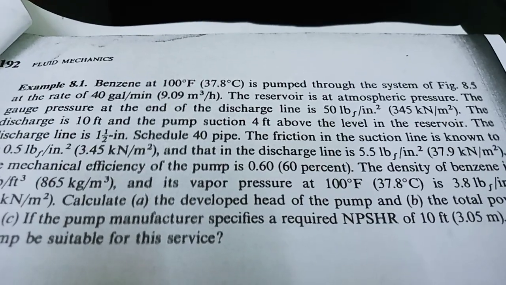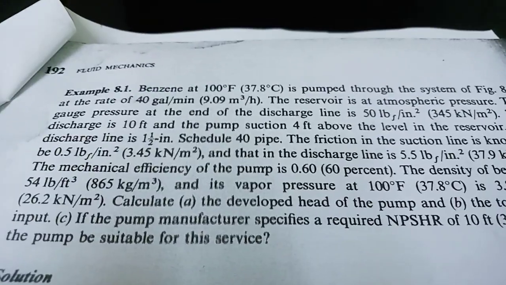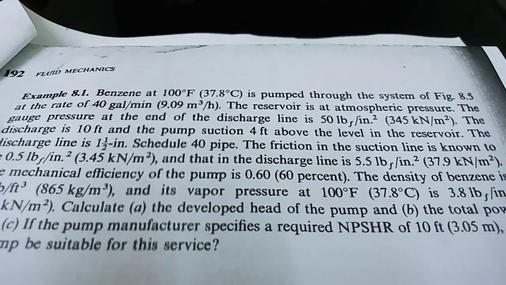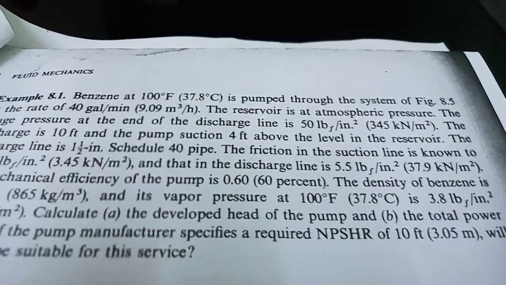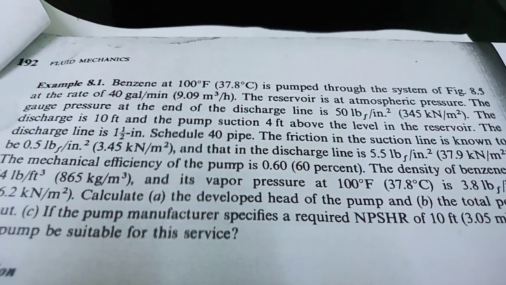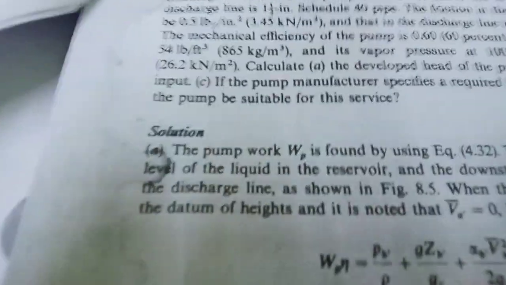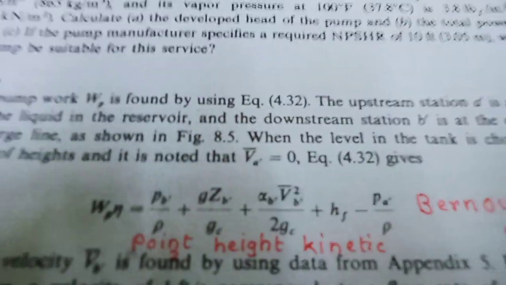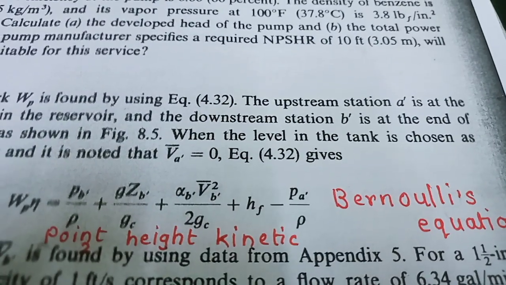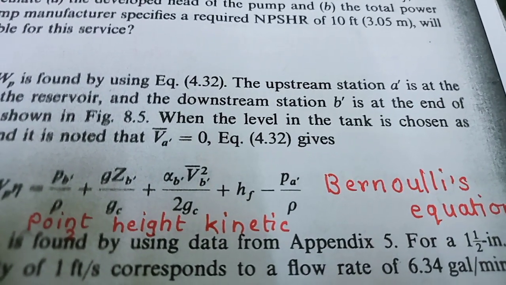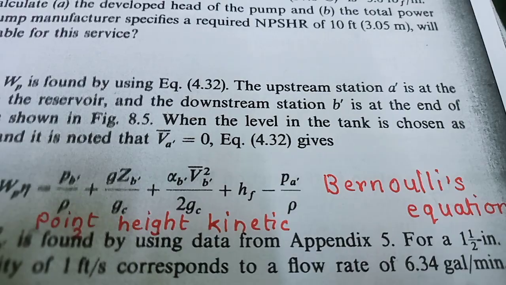Now calculate the developed head of the pump and the total power required if the pump manufacturer specifies an NPSHR, net positive suction head requirement, of 3.05 meter. Will the pump be suitable for this service? Now coming to the solution, consider Bernoulli's equation, that is PB by rho, pressure head, GZ, that is potential head, and alpha B VB square divided by 2.